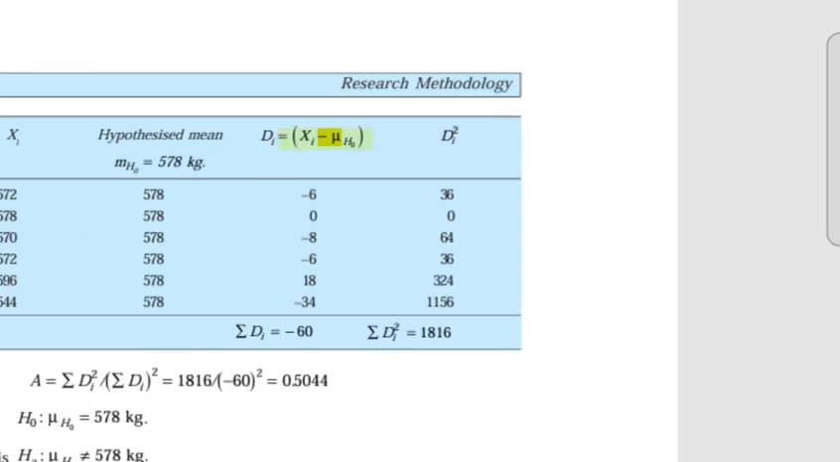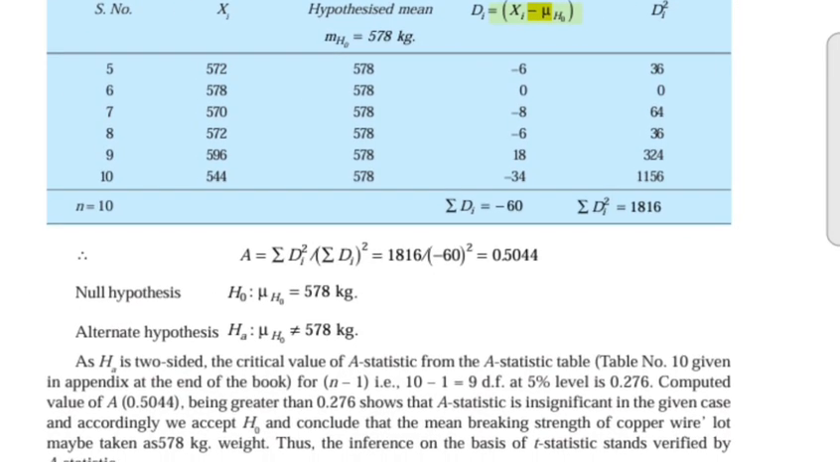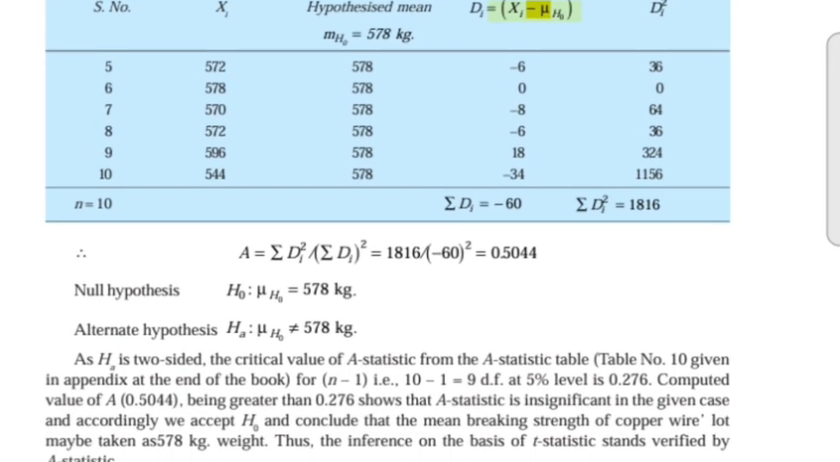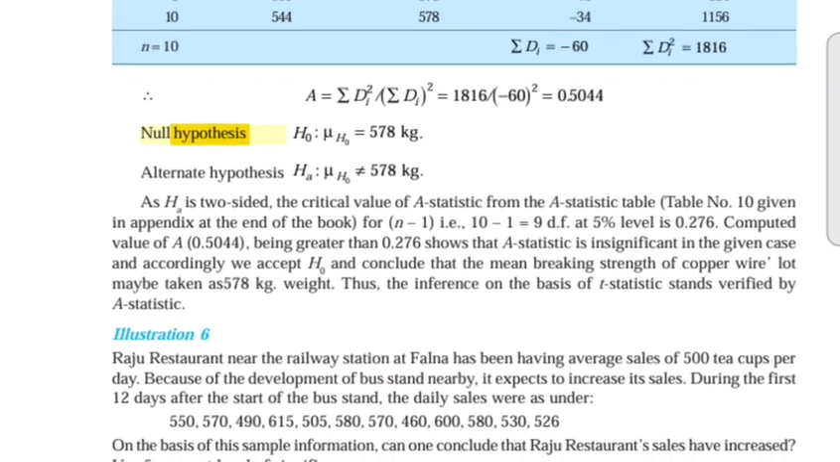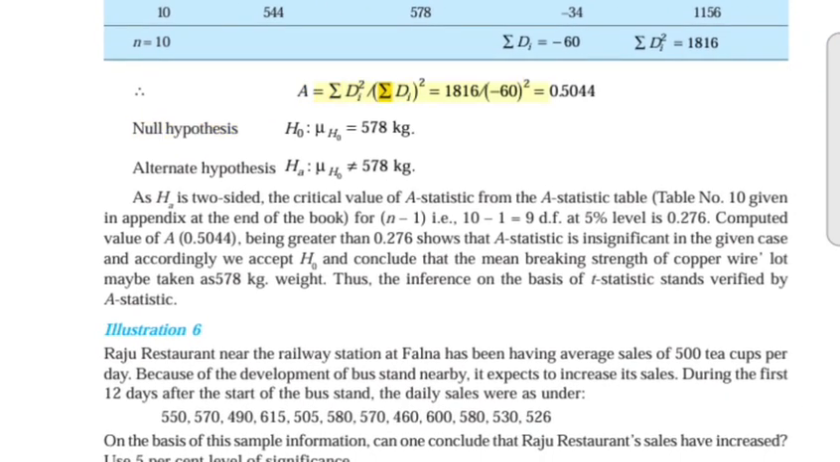Therefore, the null hypothesis H0: μ = 0.578 kilogram; the alternate hypothesis Ha: μ does not equal 0.578 kilogram.